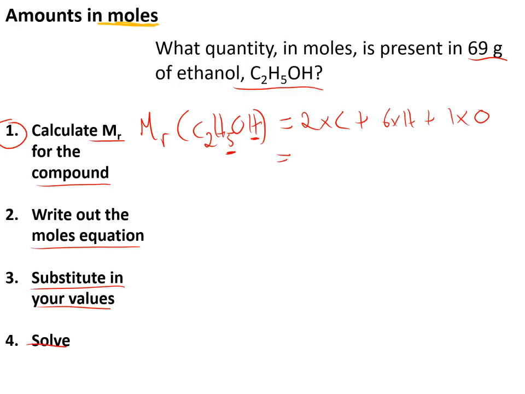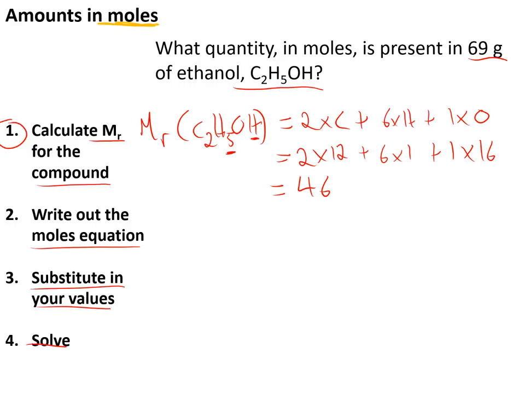Carbon has a relative mass of 12. It's not given in the question here, but we can find it from the periodic table. So we're going to say 2 times 12 plus. Hydrogen has a mass of 1, so 6 times 1. And oxygen has a mass of 16, so 1 times 16. And that comes to 46 in total.